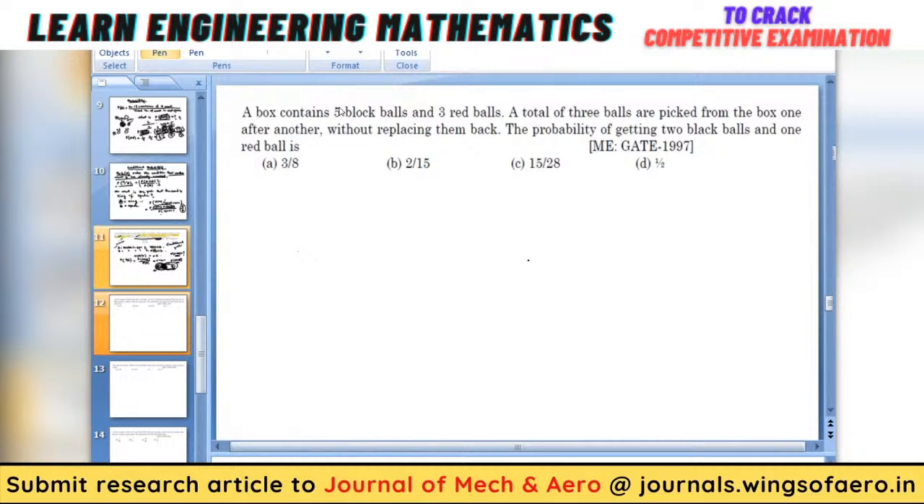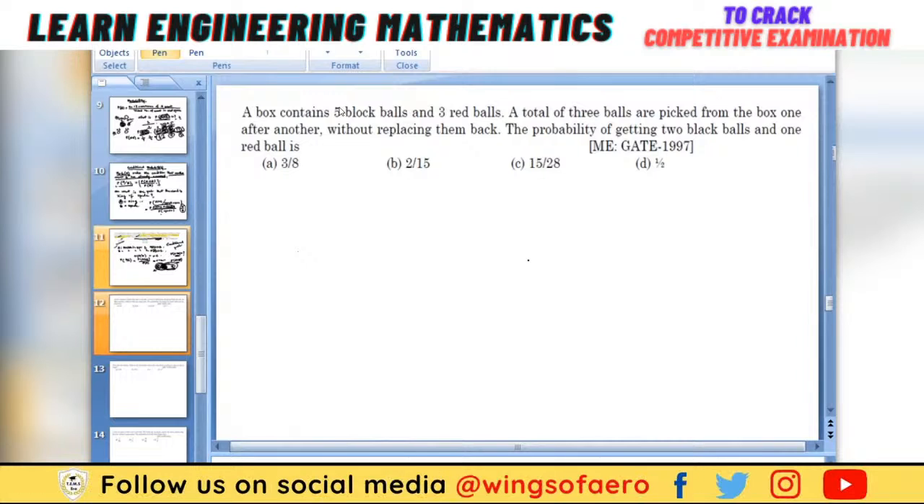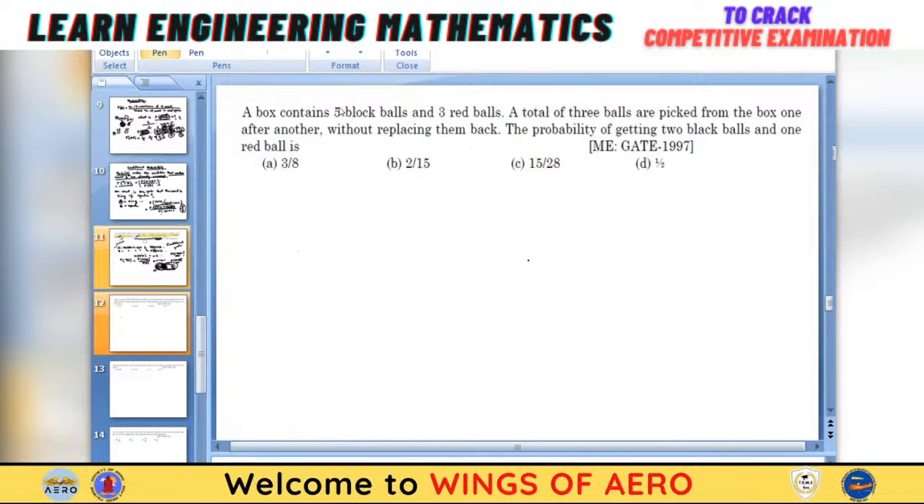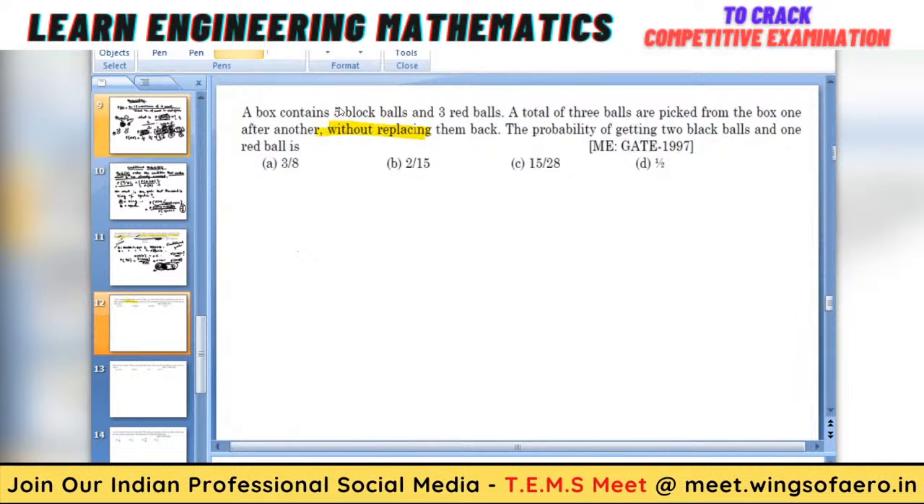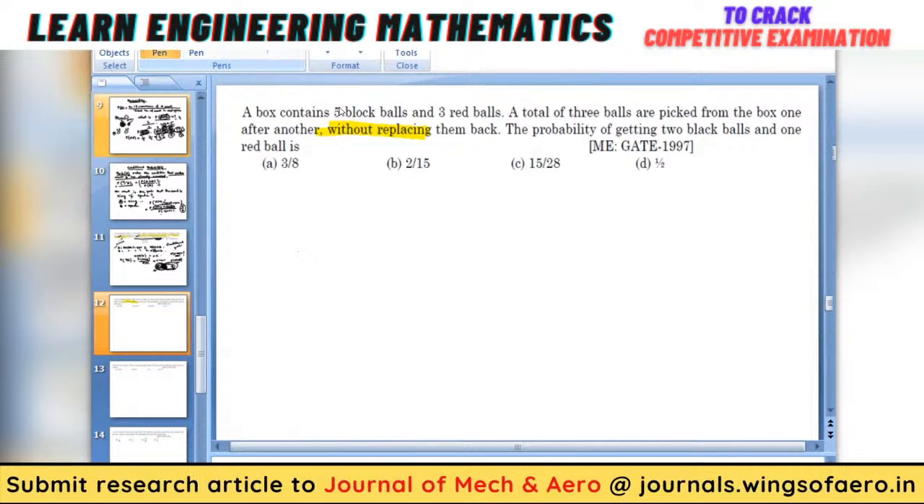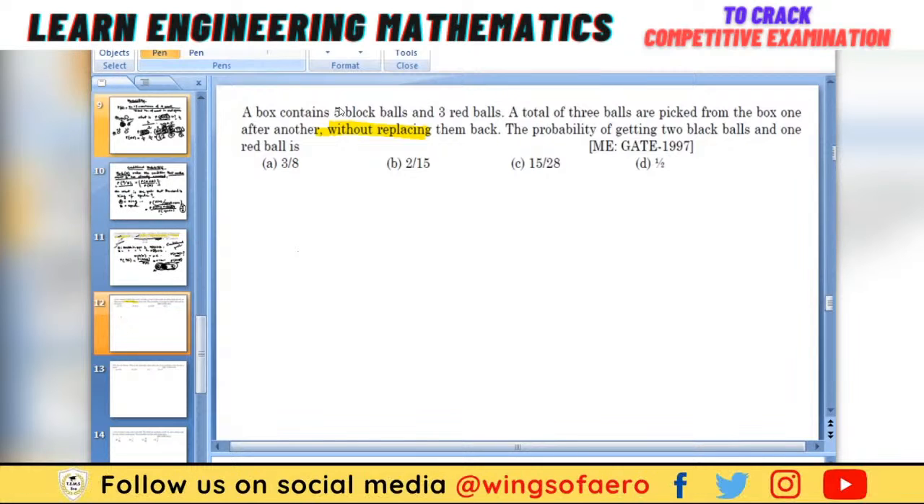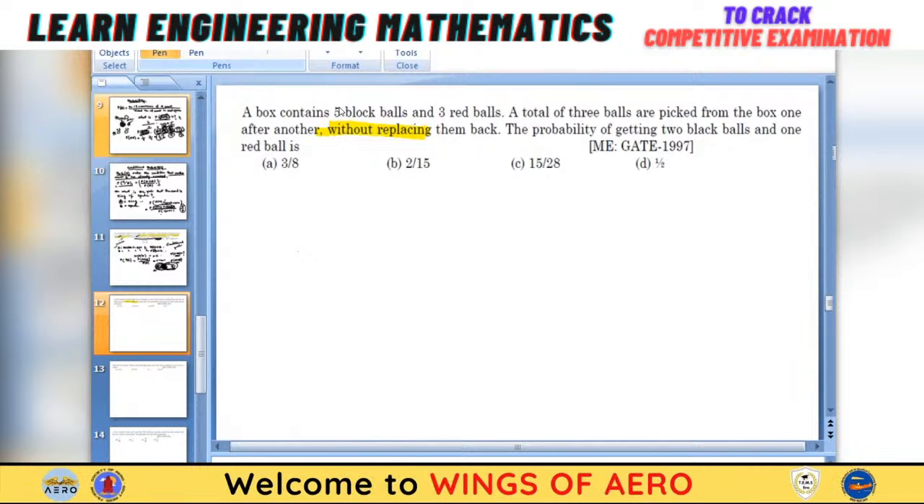tell me what is the answer. A box contains 5 black balls and 3 red balls. A total of 3 balls are picked from the box, one after another, without replacing. Very important, this point: without replacing. There are two cases, with replacement and without replacement. If it is with replacement, the case is totally changed. So try to answer this question.